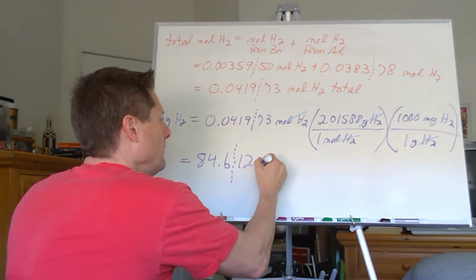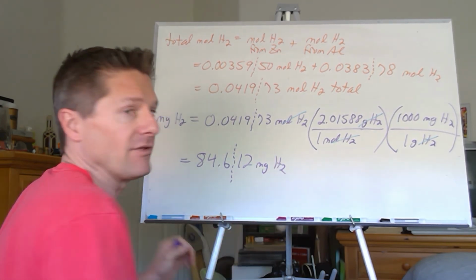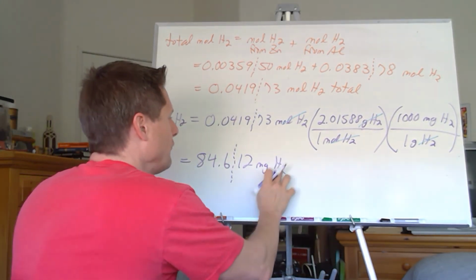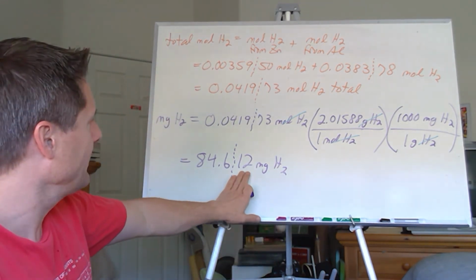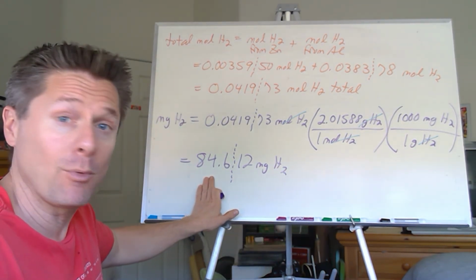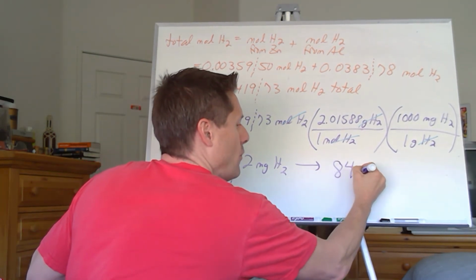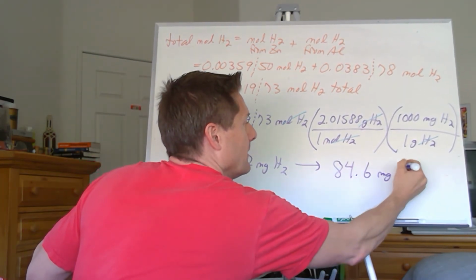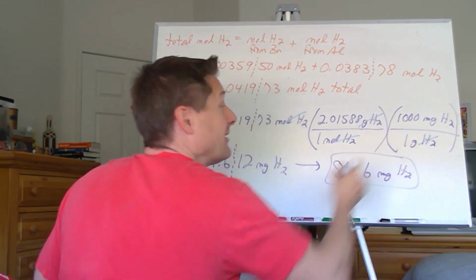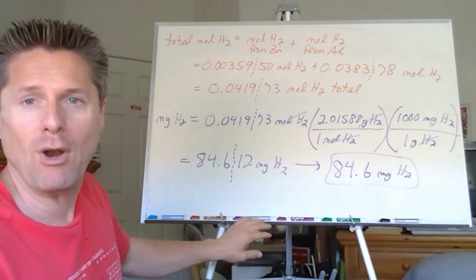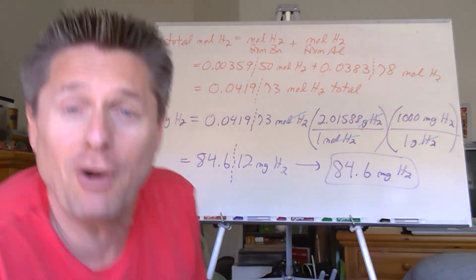Add 2 more. After that, you can add as many as you want, but do at least 2 for me. Looks like that's closer to 84.6 than 84.7, so don't round it up. Right, that's less than 5, so it stays as 84.6 milligrams of hydrogen.